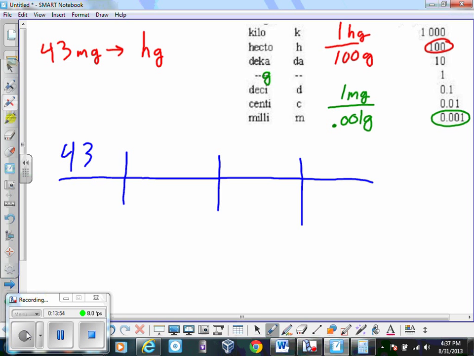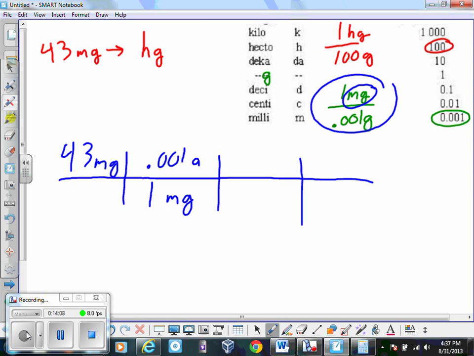And I have 43 milligrams. I'm going to put this relationship in first, and I have to put it upside down so I can factor out the label. So 1 milligram is equal to 0.001 grams. And I can just check now, make sure I'm canceling out my milligrams. I still need to get rid of my gram label, so I'm going to use this factor, and I'll put it in just the way it is. 100 grams is equal to 1 hectogram. And you can see that that gram is canceling out that gram.